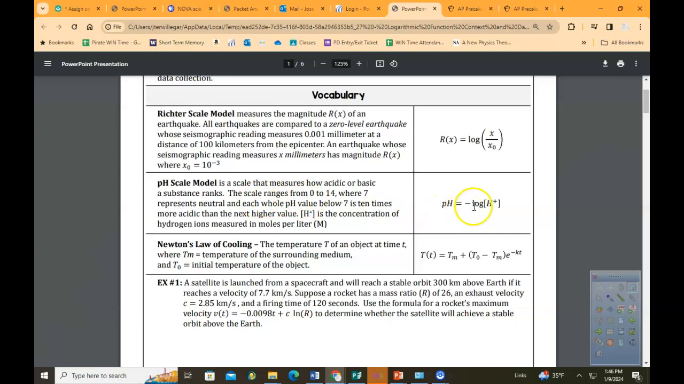Your pH scale is negative log of H plus, where that's the concentration of hydrogen ions. And we've seen that one before. It goes from 0 to 14. And Newton's law of cooling, where the temperature of an object is equal to the temperature of the surrounding medium plus the initial temperature minus the temperature of the surrounding medium times e to the negative kt, where k is the constant for the thing we're looking at.